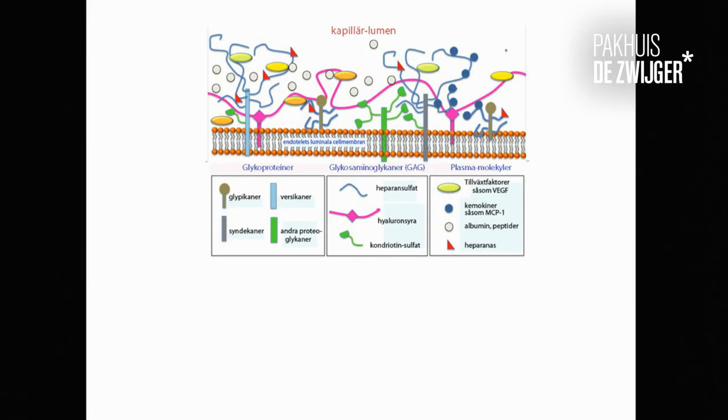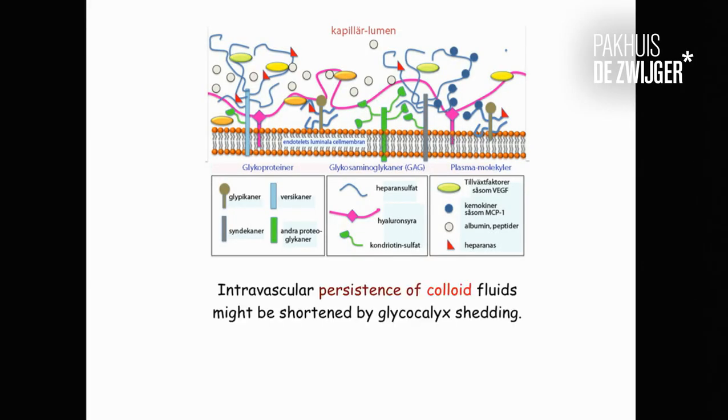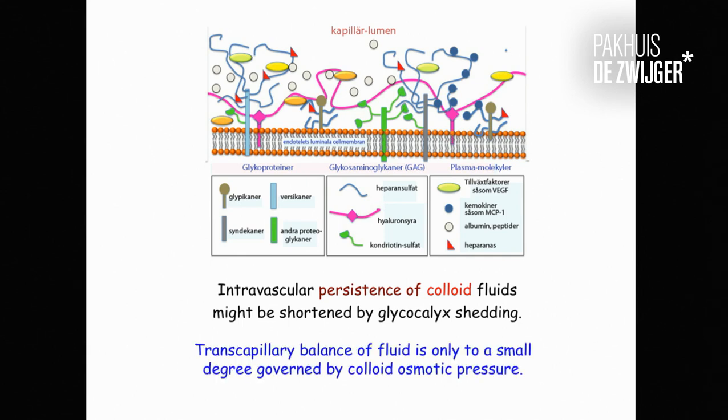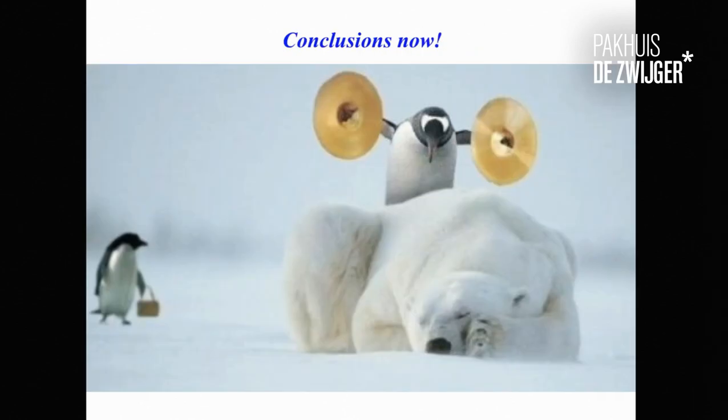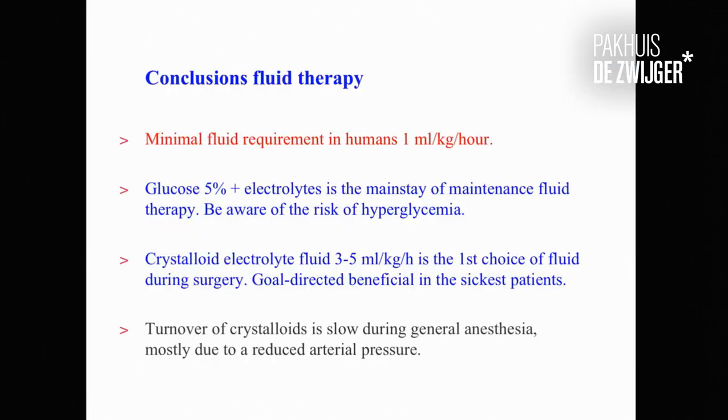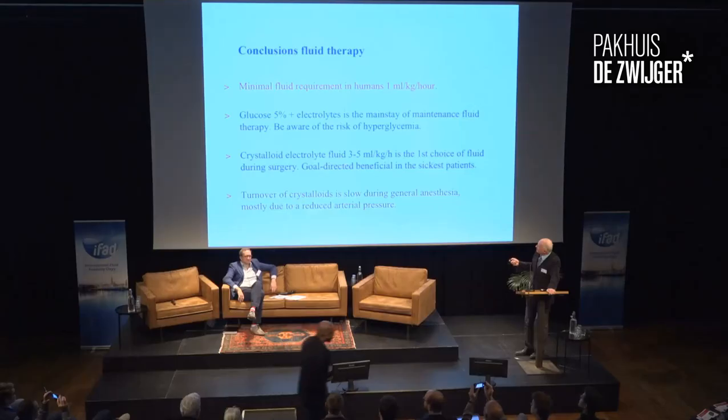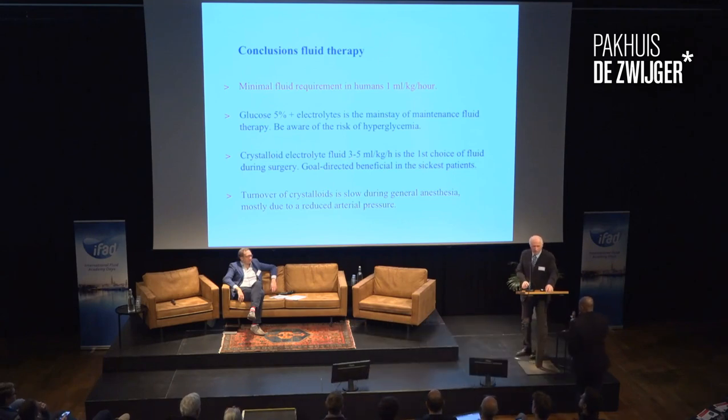Finally, glycocalyx, I don't have time to talk in detail about this, but it's around, and it may shorten the intravascular persistence of colloid fluids. I've done studies on this, and we haven't seen that much of increased capillary leakage so far. But conclusions: minimal fluid requirement is 1 milliliter per kilo per hour. Maintenance is 5% glucose solutions, and this is the mainstay during surgery. And turnover of crystalloids is very slow during surgery. So thank you.